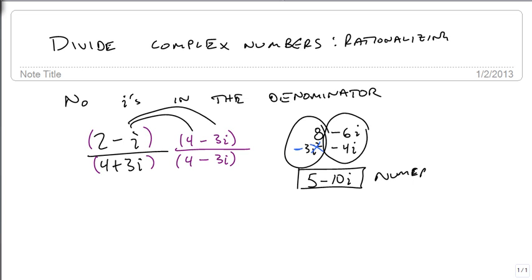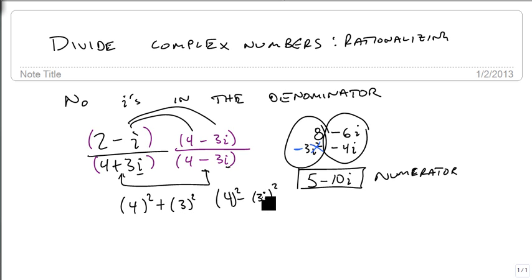Notice we're not done yet, so don't stop. But now we get to do our denominator, and because it's a complex conjugate, we know that this is a difference of squares. And so it's really going to be 4 squared, the first, plus, since the i is going to change the sign, 3 squared. Or we can look at this as 4 squared minus 3i squared, and remember that the i squared then is going to change the sign. So this becomes 16 plus 9, which is 25. So here's my denominator.